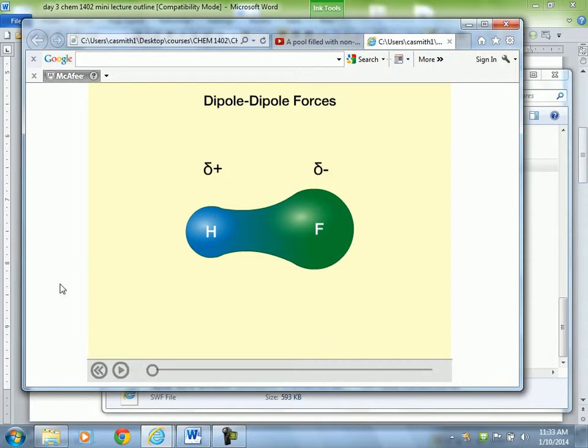So they have to have a permanent dipole moment, then you call it dipole-dipole forces. That dipole is always there. It's not just instantaneous and happens for a femtosecond. No, it's always there. So it's a little bit stronger then.